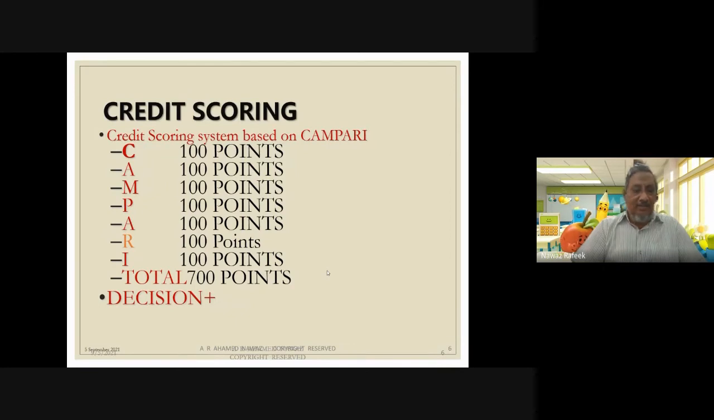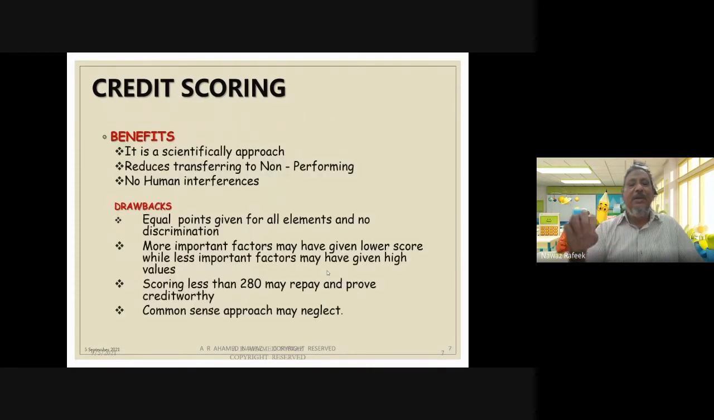Then the repayment: how the repayment is, monthly, annually, depending on that 100 points. Insurance, that is security, collateral, 100 points. So total 700 points. Out of that, when you give points to each category, right? The decision will come out of 700. How many points can be obtained? So based on that, decisions are applied.